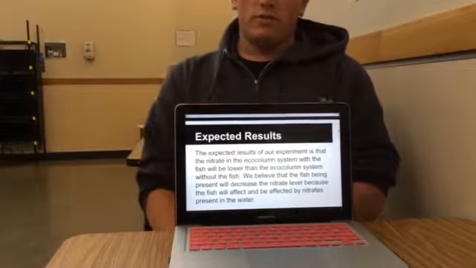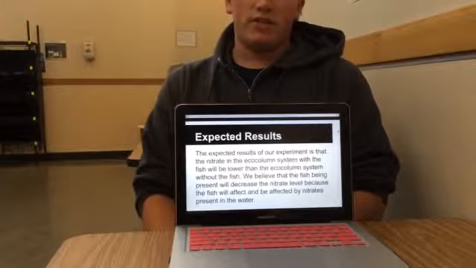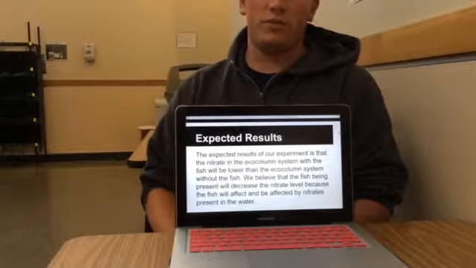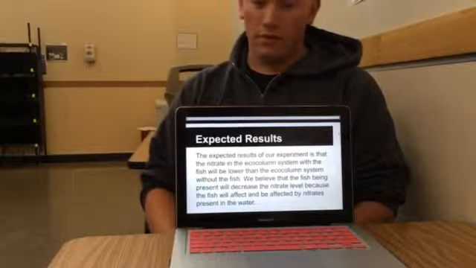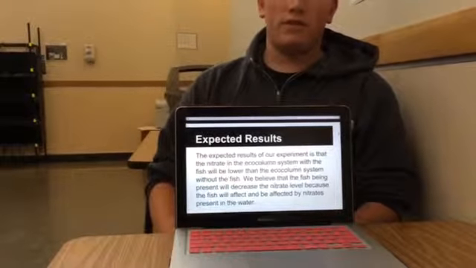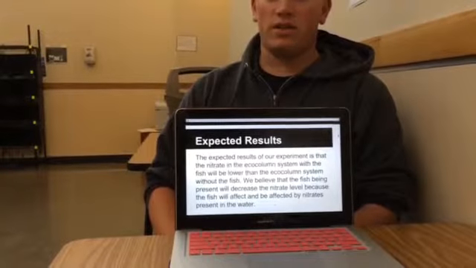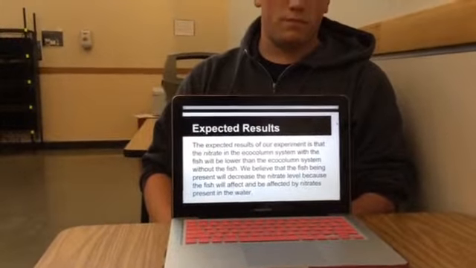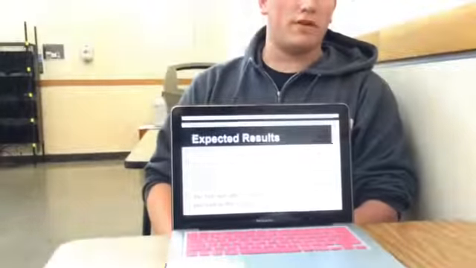Our expected result from our experiment is that the nitrate in the eco column with the fish would be lower than the eco column without the fish. We believe that the fish being present will decrease the nitrate level because the fish will affect and be affected by nitrates present in the water.